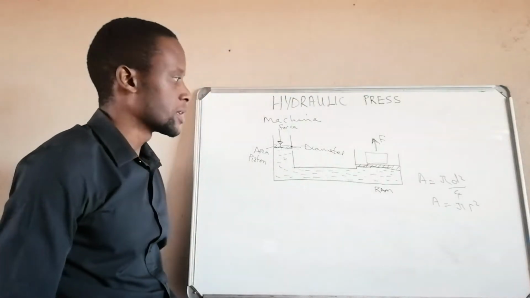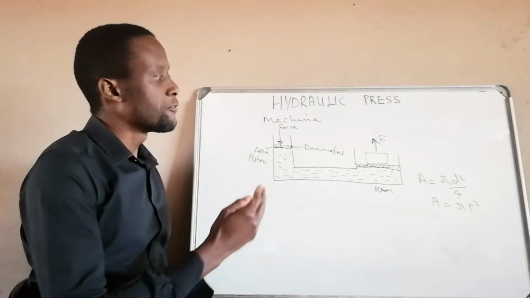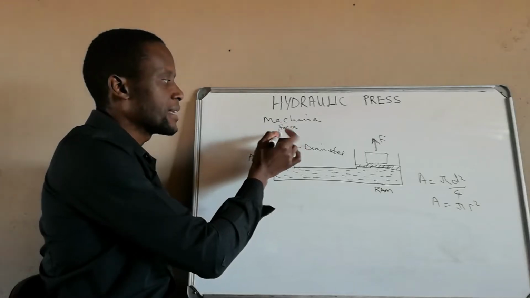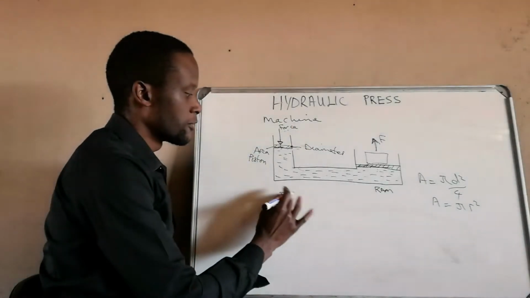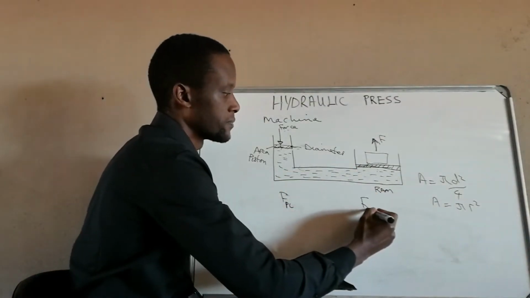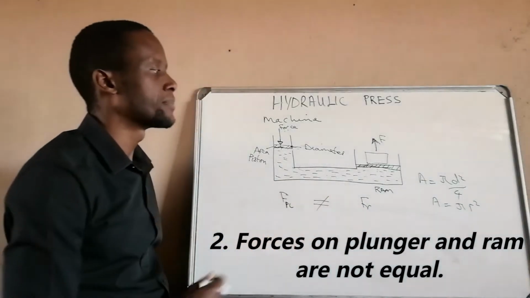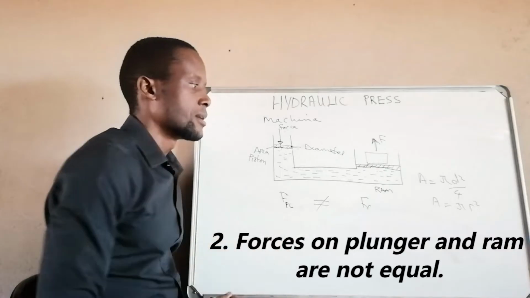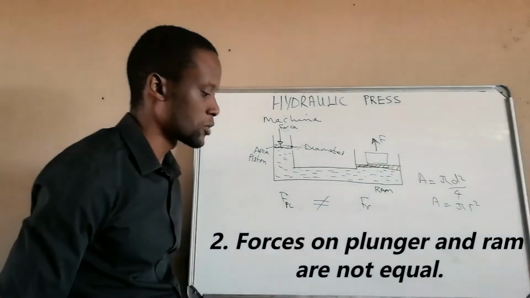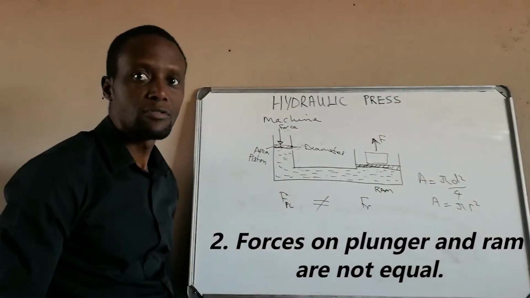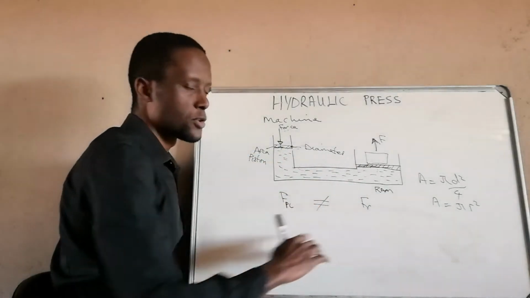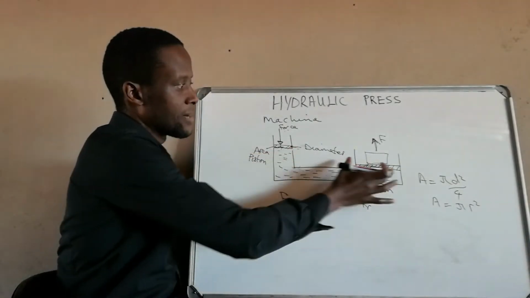The second thing that we have to keep in mind is that the force is not the same. The force that we have applied on the plunger will not be the same as the force on the ram. These forces will not be equal because of the diameters. If the diameters were the same, then the force would be the same, but in this case it will not be. So just keep in mind that what is the same in this system is the pressure, not the force. The force is not the same because the diameters are not the same.